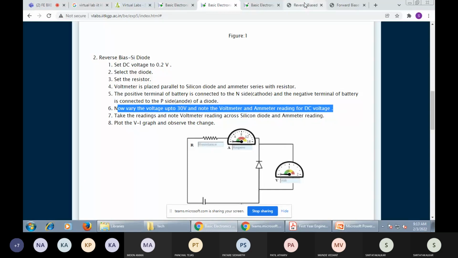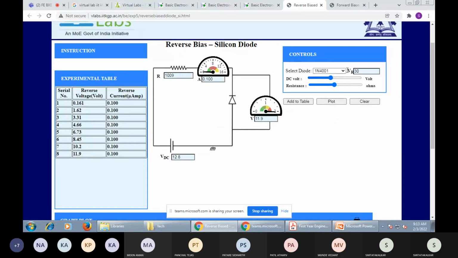Voltage is 30 volts in reverse bias. This is the 30 volts. VR is 30. Up to 30 volts, we can vary the voltage and check the current. Current is constant because the diode is an open switch.